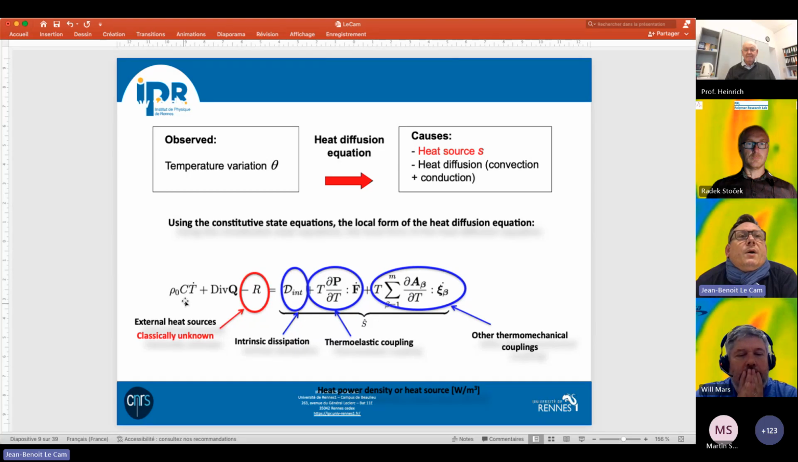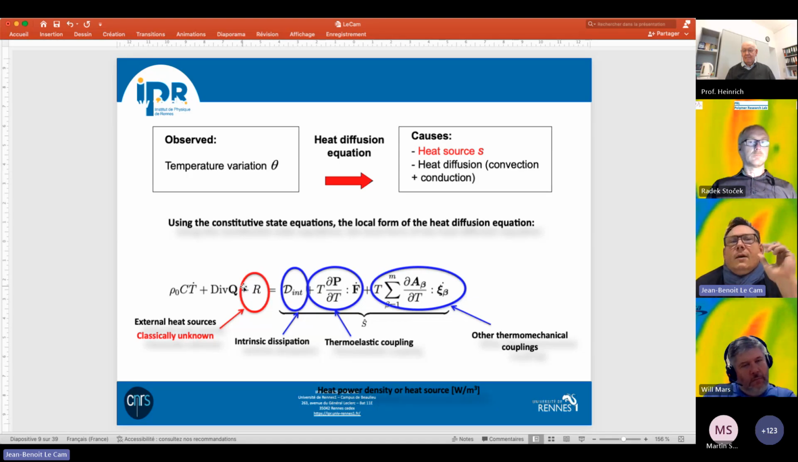If you measure the temperature and derive it with respect to time and space, you are able to identify and compare what a model could predict. And you can obtain the heat sources, or the heat power density.